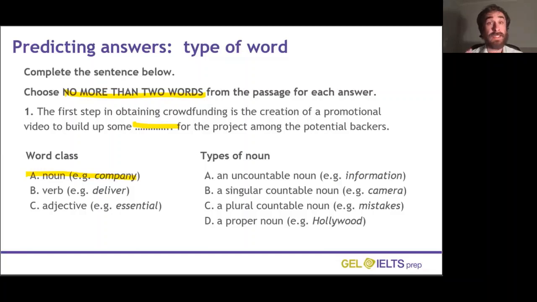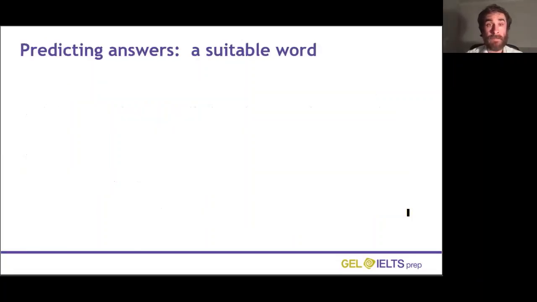So after the word some, we might expect A, an uncountable noun, like some information. Or it could be C, a plural countable noun, like some people or some mistakes. So the first part of prediction is about identifying what kind of word to expect grammatically. Now we should think about what kind of word would suit the context. Let's read the question again and think about what words would make sense in the context.